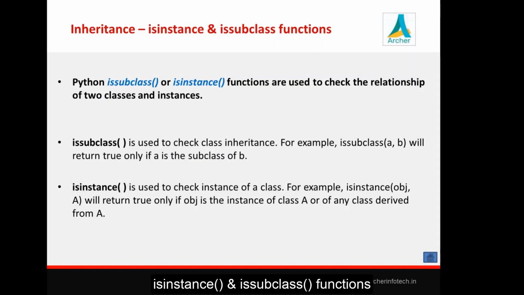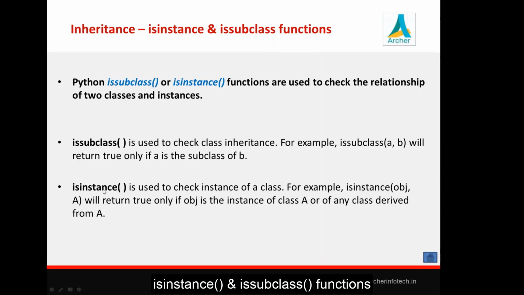There are two library functions, isinstance and issubclass, we can use to check the relationship between two classes and instances. issubclass is a function which is used to check class inheritance. For example, if you're saying issubclass(A, B), it will return true if A is a subclass of B. First we need to pass the name of a subclass, then the name of a parent class, and this function returns true or false depending on if A is a subclass of B or not.